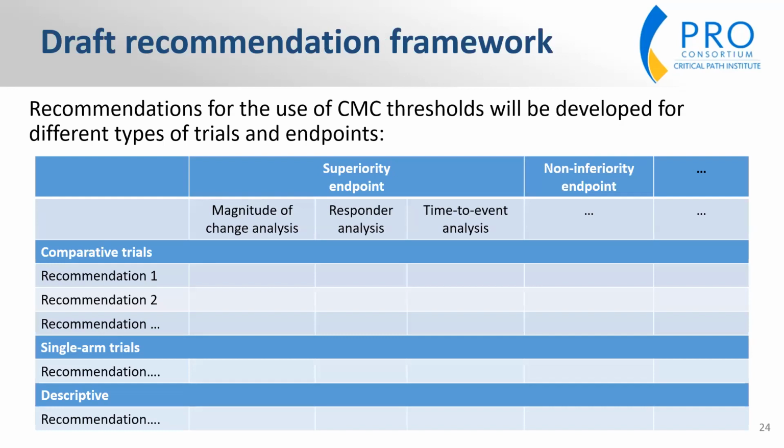Next to terminology, we're going to develop recommendations on how to use this concept for the various trial settings, various types of statistical analysis. Right now, this table is empty, but we are currently working on making recommendations for each cell in this table, basically for the superiority endpoints, for non-inferiority endpoints, for example, for analysis focusing on mean change over time, magnitude of change, for responder type analyses or time to event analysis. And of course, we're also going to distinguish between comparative trials and the use of the CMC concept in single-arm trials.